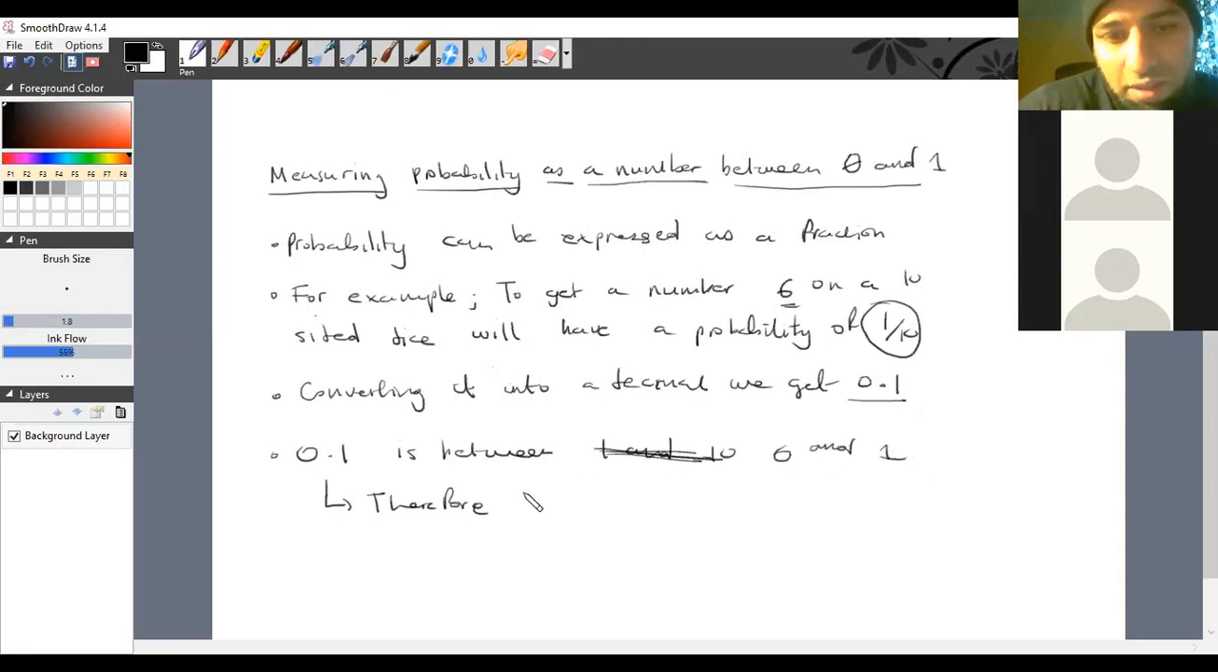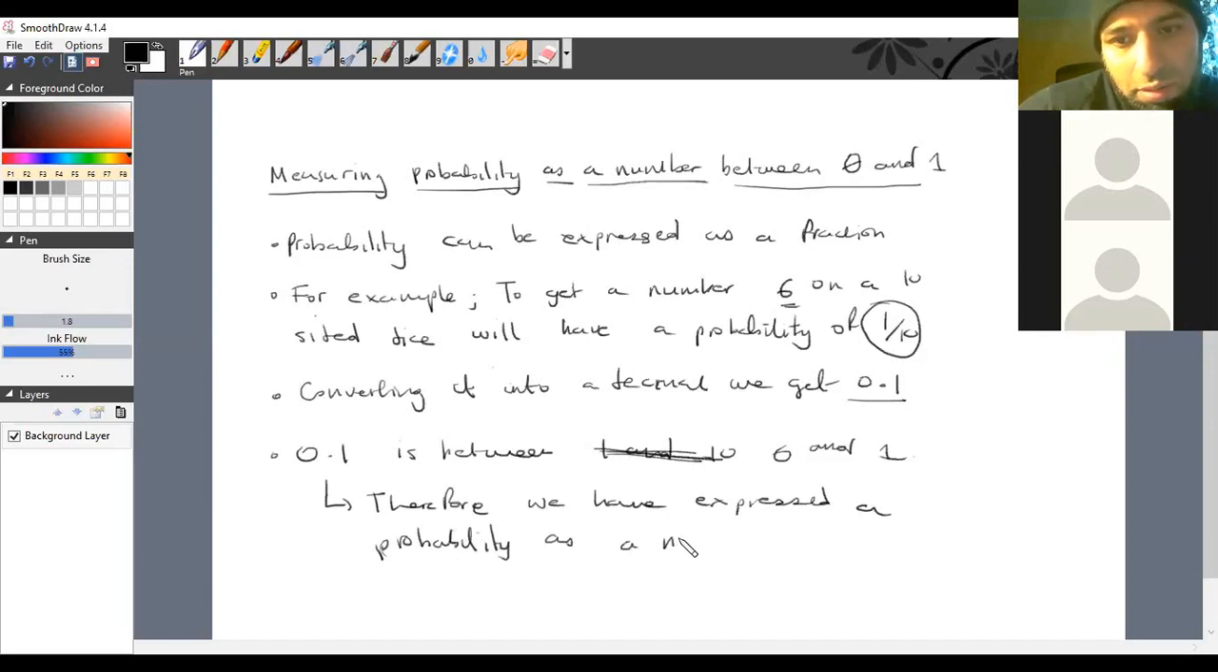A bit sleepy. Therefore, we have expressed a probability, not as a fraction, but as a number between 0 and 1. Okay?